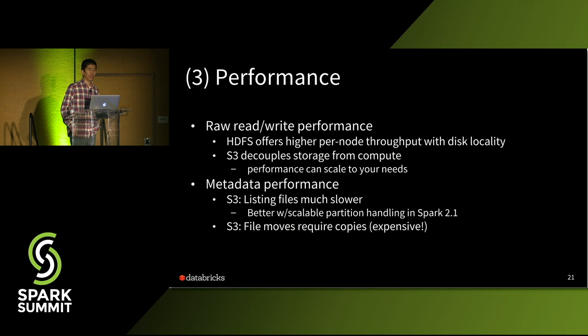Finally, performance. HDFS offers higher raw read-write performance per node because you can get disk locality. On the other hand, S3 decouples compute from storage, so you can scale the performance to your needs. For metadata performance, S3 is slower for listing files. There are some workarounds here. You can just avoid listing files as much, and in Spark 2.1, there's more scalable partition handling support. But the major downside of S3 actually is that file moves require copies. And this is incredibly expensive.